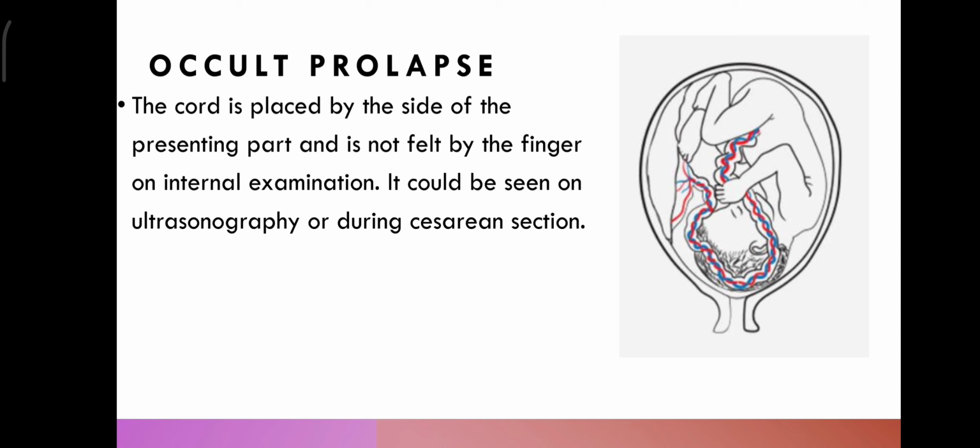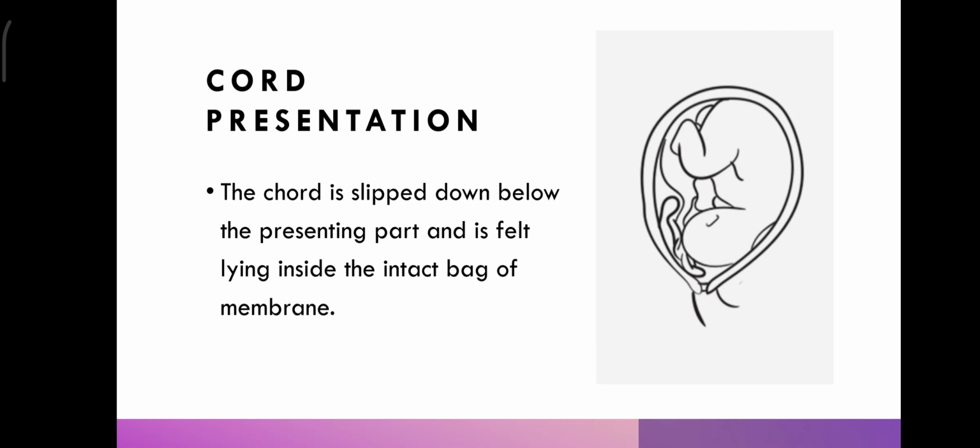What is occult prolapse? The cord is placed by the side of the presenting part and is not felt by the fingers on internal examination. It could be seen on ultrasonography or during cesarean section. What is cord presentation? You can see in the picture that the cord is slipped down below the presenting part and is felt lying inside the intact bag of membrane.